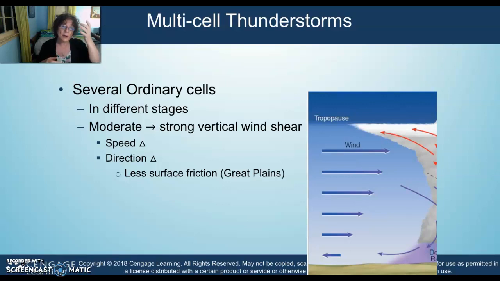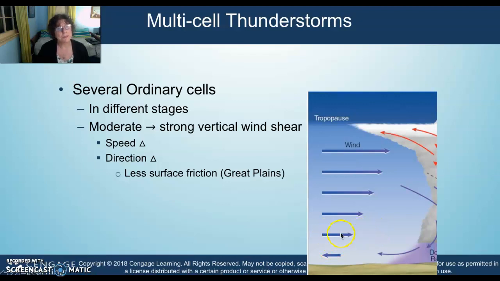Remember, wind shear is a change in the vector of the wind, which means you are changing the speed of the wind or the direction of the wind or both. And in the case of multicell thunderstorms, you are changing both the speed and the direction. When I talk about multicell thunderstorms and that change, let's go with the speed first.